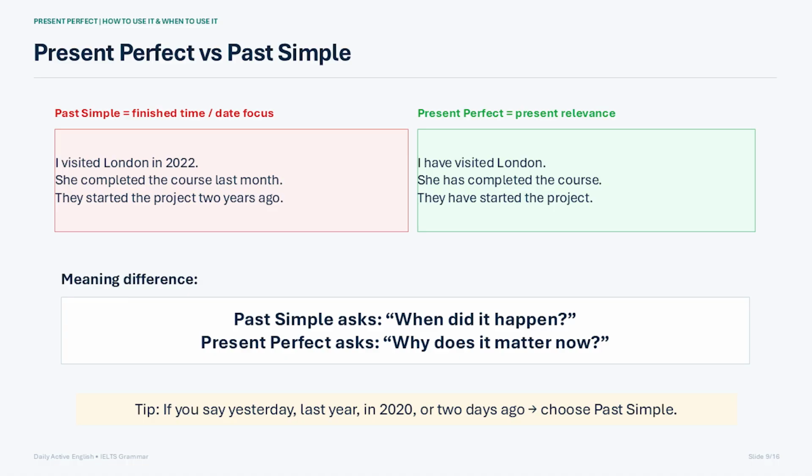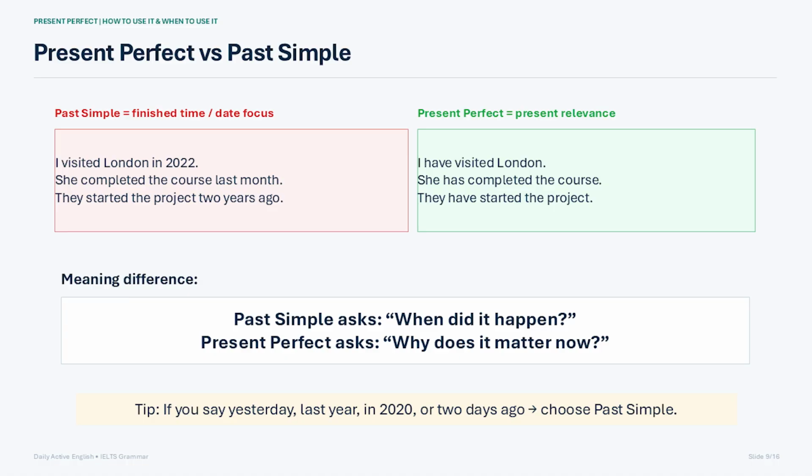Use the present perfect when the exact time is not important or when the situation is connected to now. For example, I have visited London. She has completed the course. They have started the project. The difference is not only grammar, it is meaning.